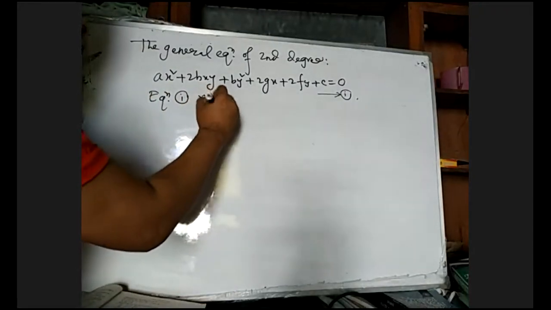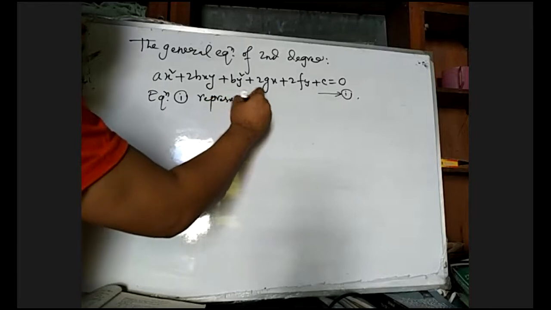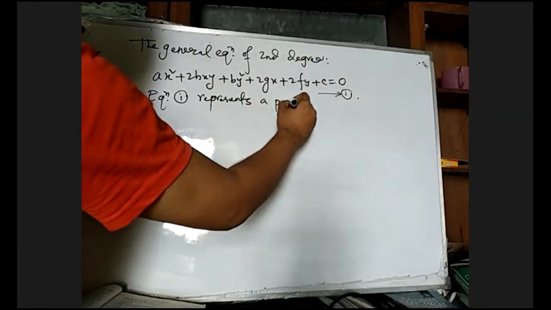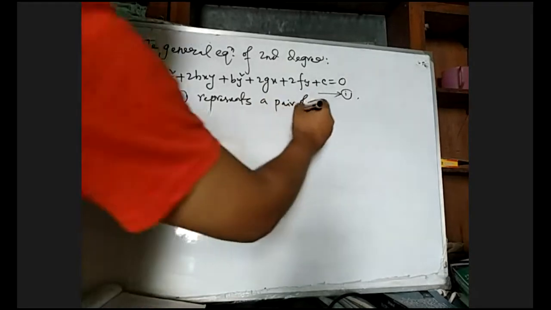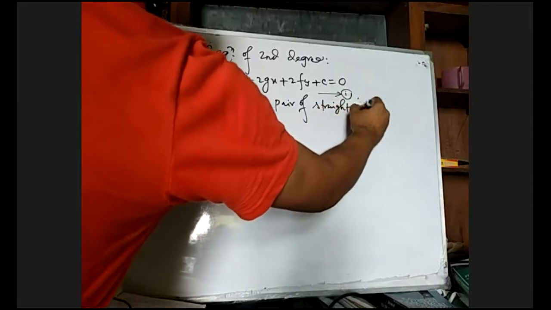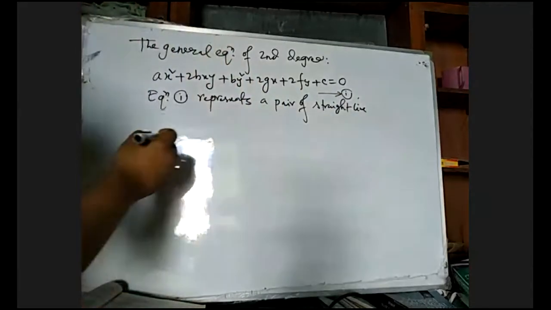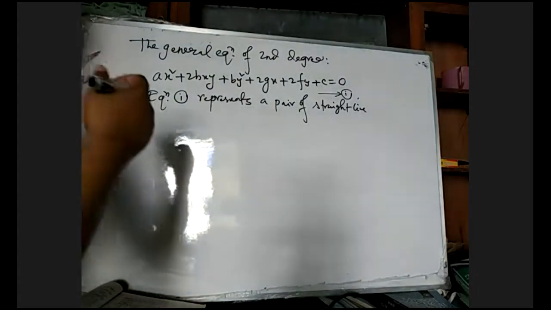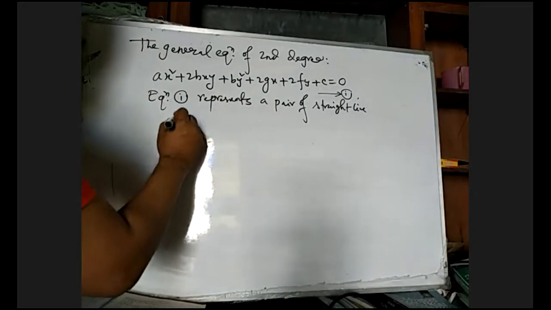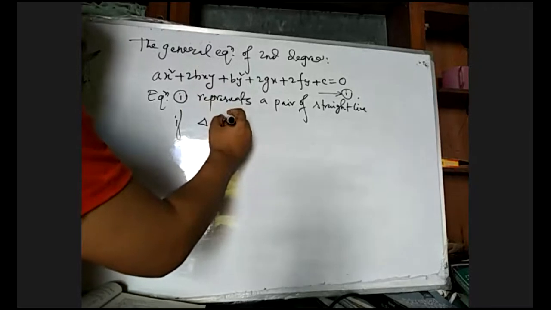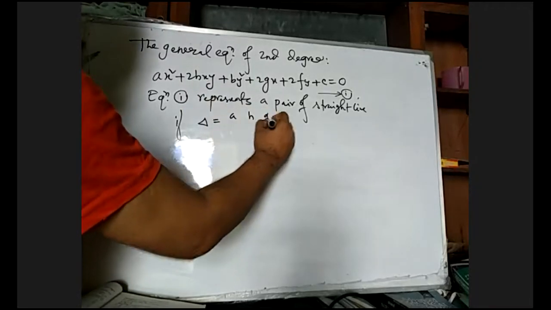Equation one represents a pair of straight lines if the determinant of the coefficient matrix A is zero.